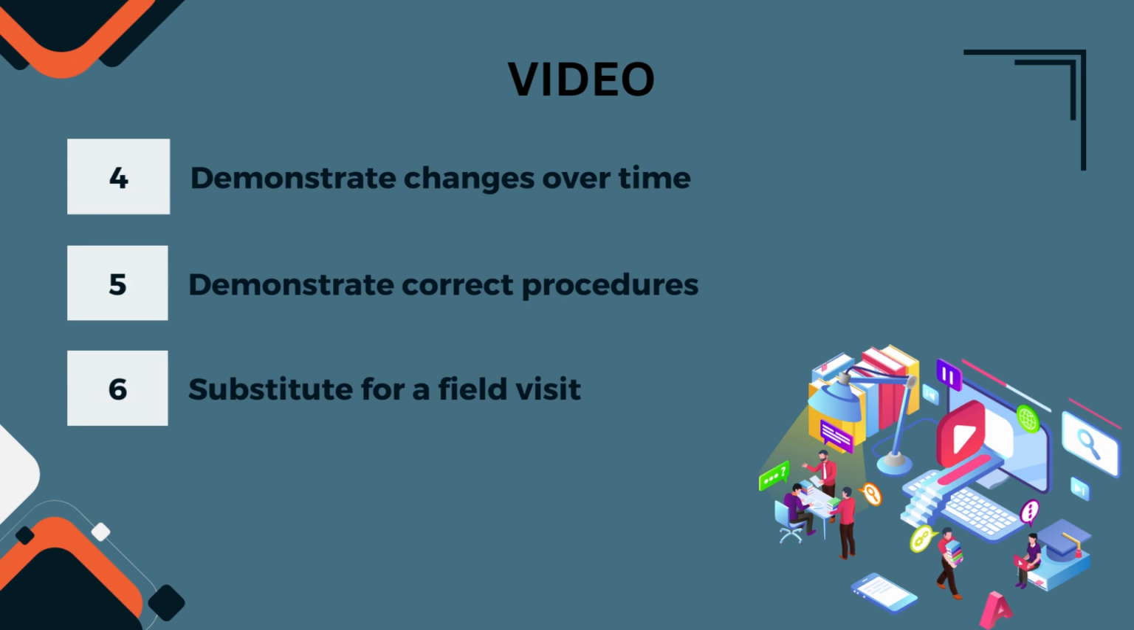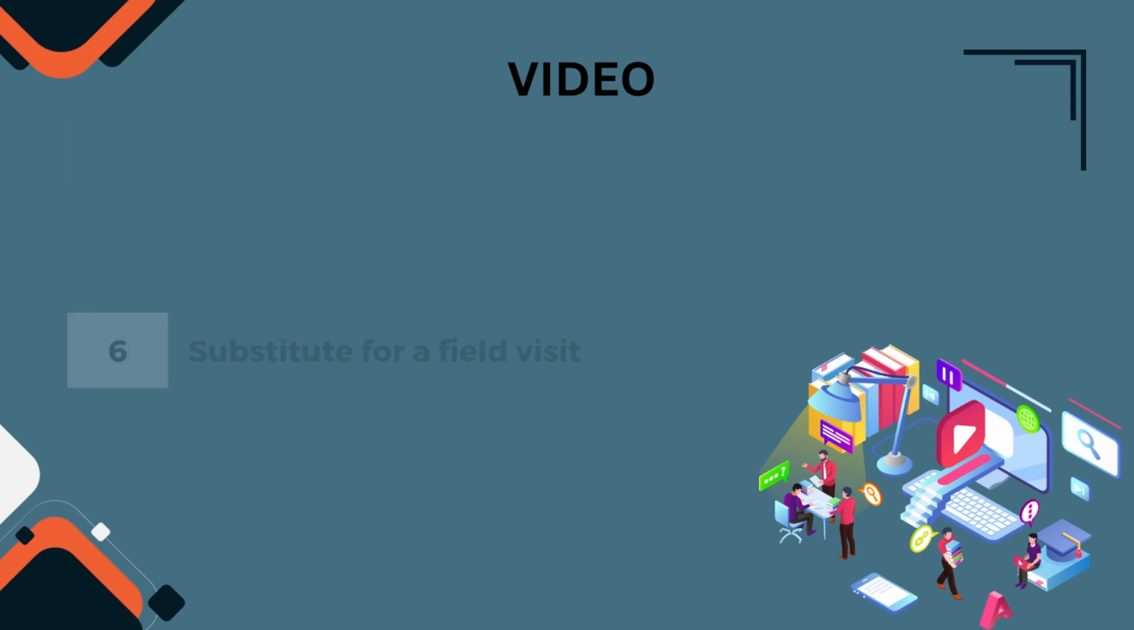Some more examples of how video can be used include being able to demonstrate changes over time through the use of animation, slow motion, or speeded up video; demonstrate correct procedures in health, safety, repairs, and maintenance; and finally, substitute for a field visit.